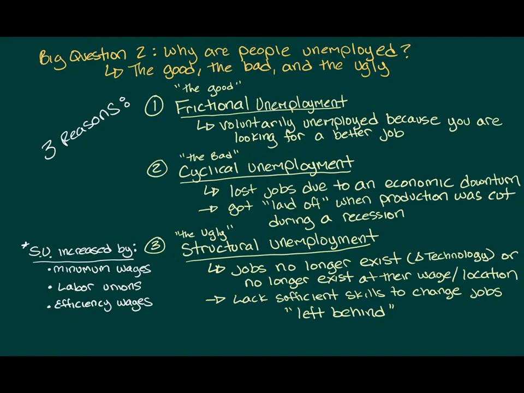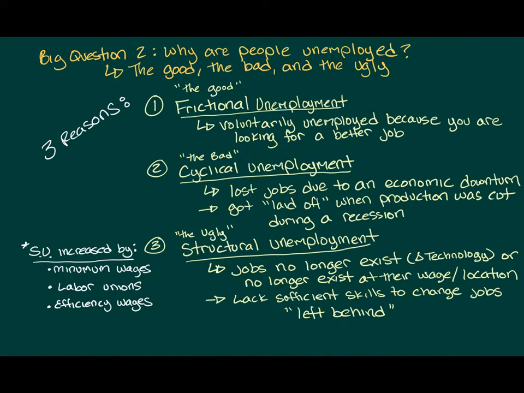Now that we understand the basics of the unemployment rate, we need to move into a couple of more specifics, because oddly enough, for the purposes of AP Macro, it actually matters why you're unemployed. There are different types of unemployment that have different effects on the economy. This is something the kids consider to be a little bit weird, but it's worth looking into. So big question number 2 is, why are people unemployed?